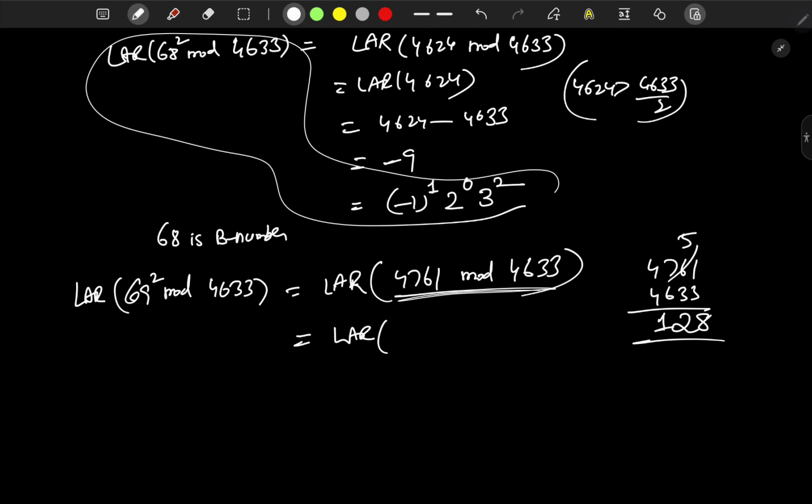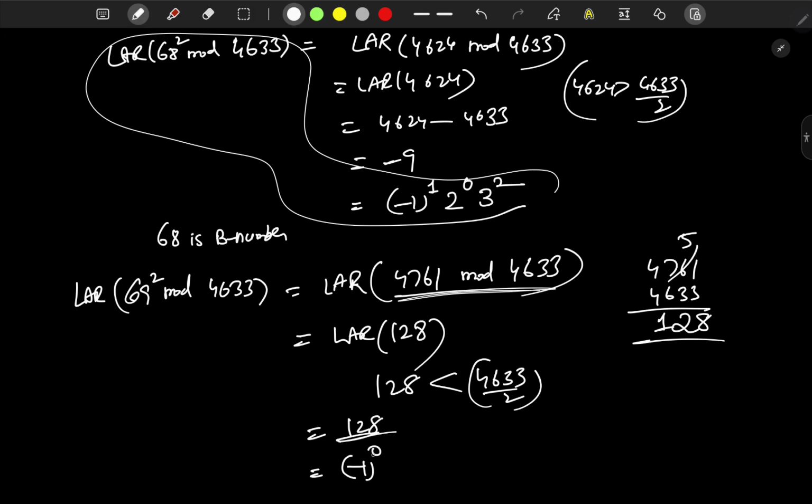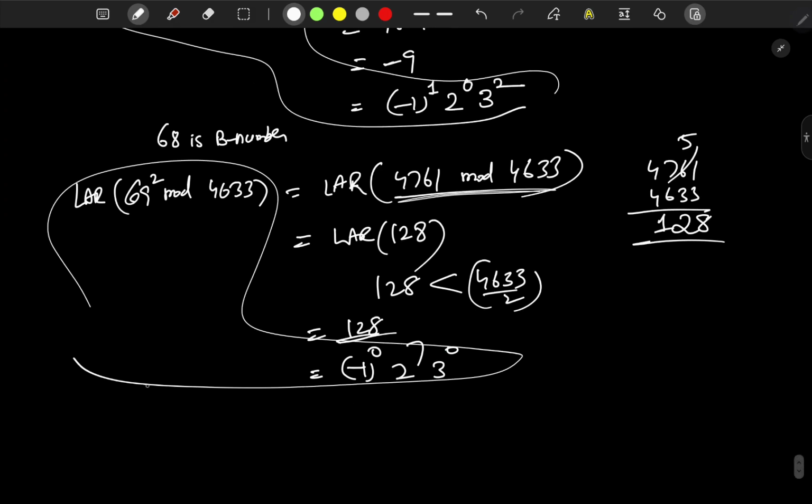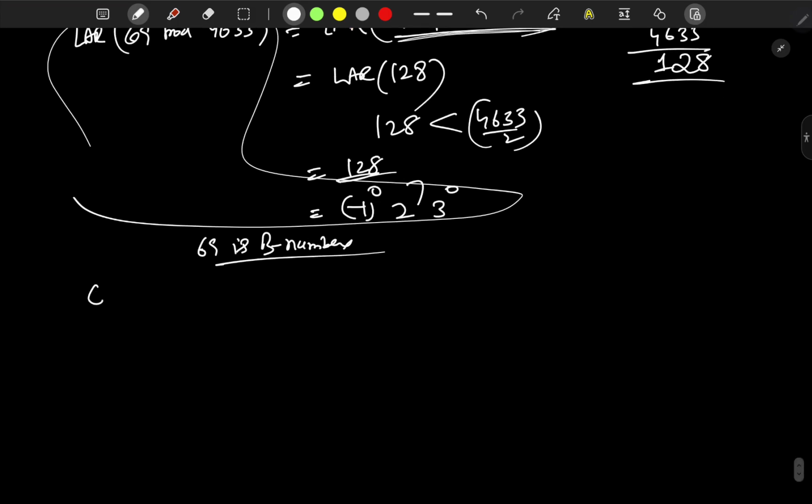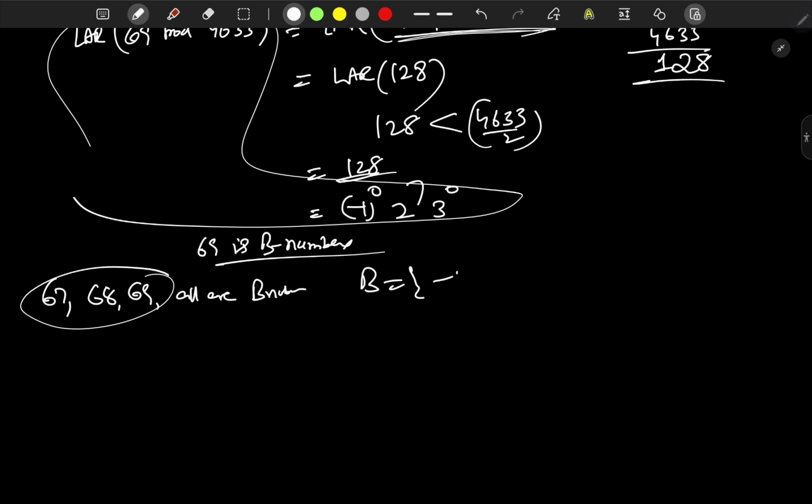128. So this value is 128. Since 128 is less than 4633 by 2, the answer will be exactly 128. So 128 is expressed as minus 1 to the power 0, 2 power 7, 3 power 0. Since I am able to express it like this, 69 is a B number. So whatever values we choose, 67, 68, 69, all these are B numbers, where the factor base B is minus 1, 2, 3.